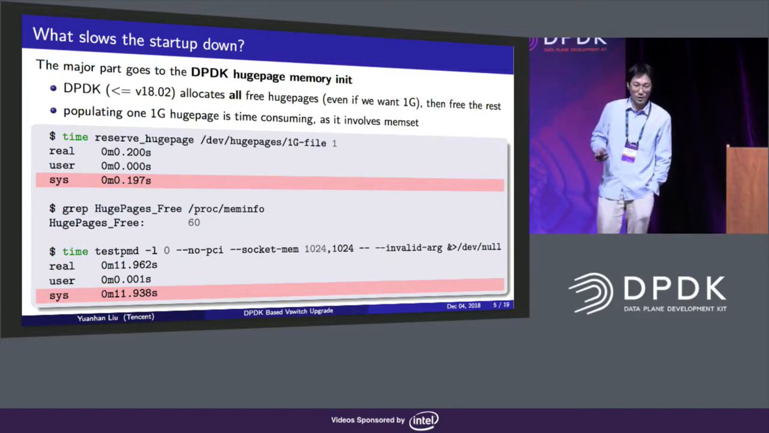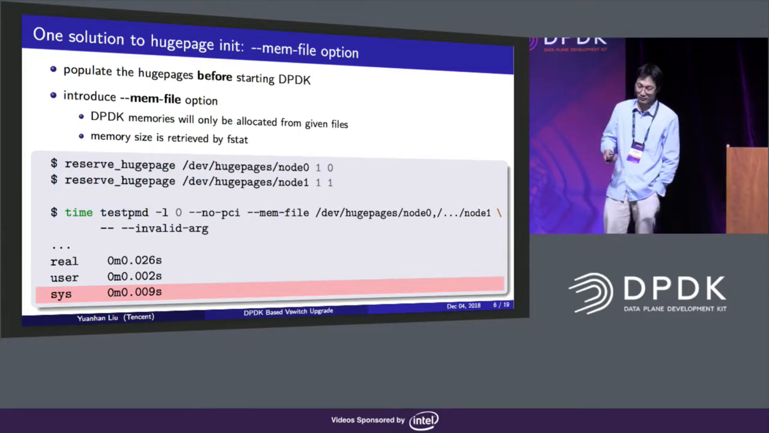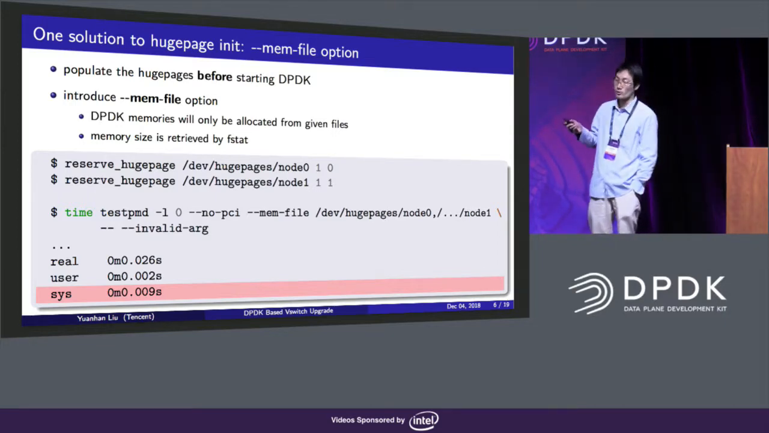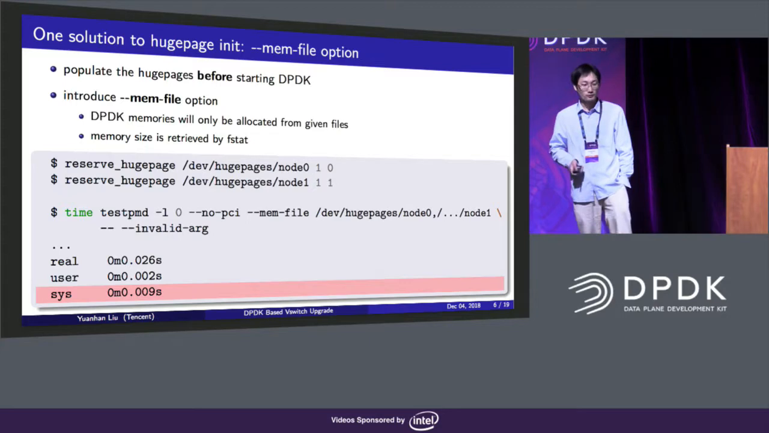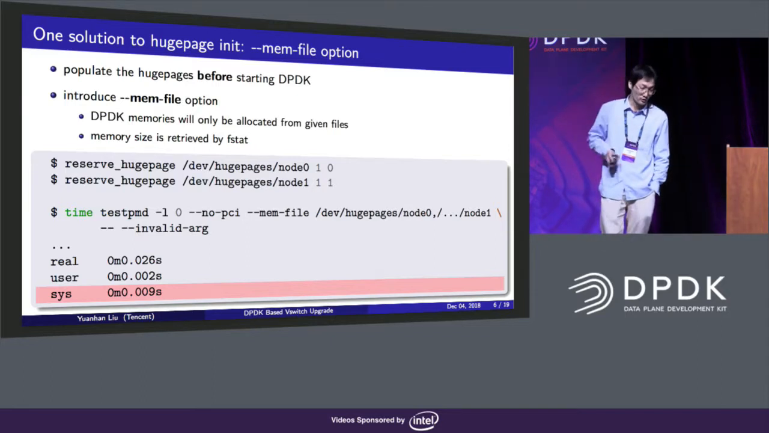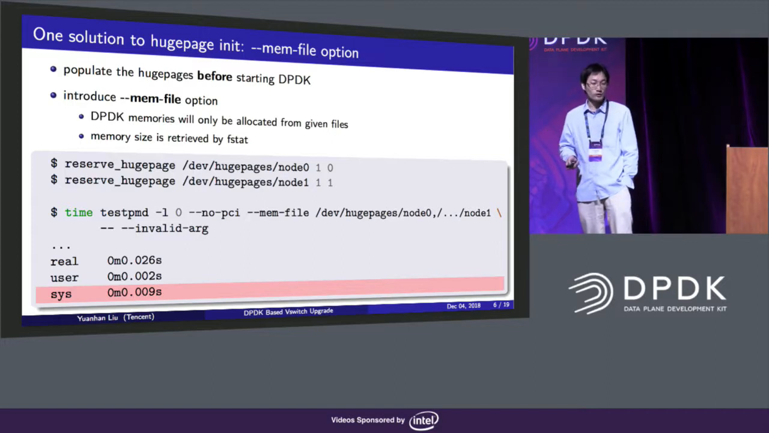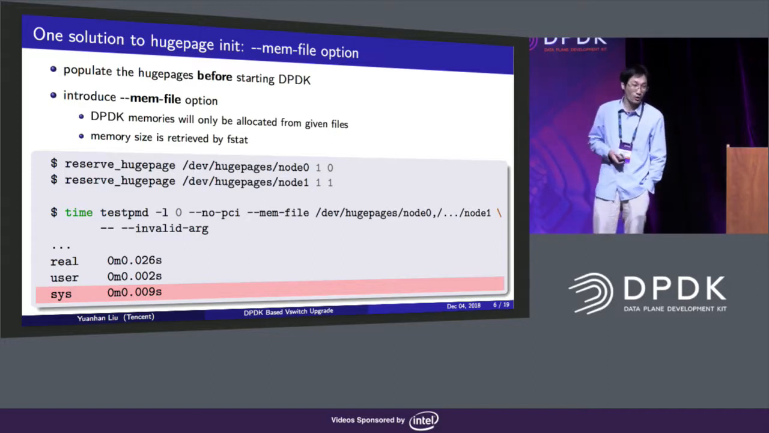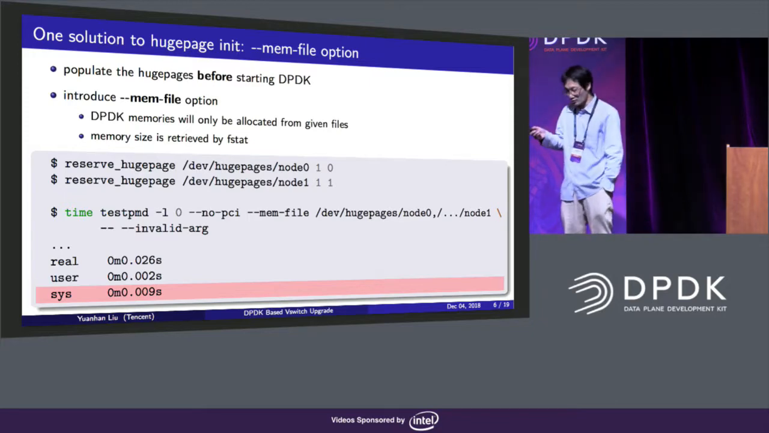So what should we do about that? I came up with a solution, more like a workaround. The basic idea is we populate the huge pages before starting DPDK, so the time spent there is not accounted for in the startup time. I also introduced a new option, a memory file. DPDK will only allocate memory from the given files and will not scan all the huge pages. The memory size is retrieved by fstat, so you don't have to specify how many huge pages you want to allocate.